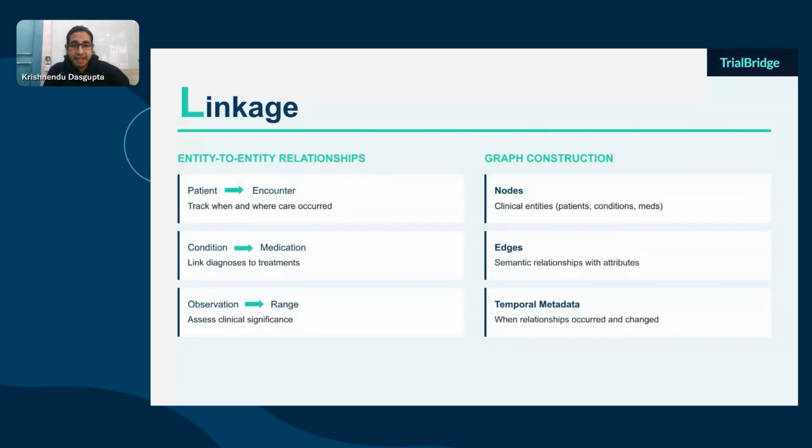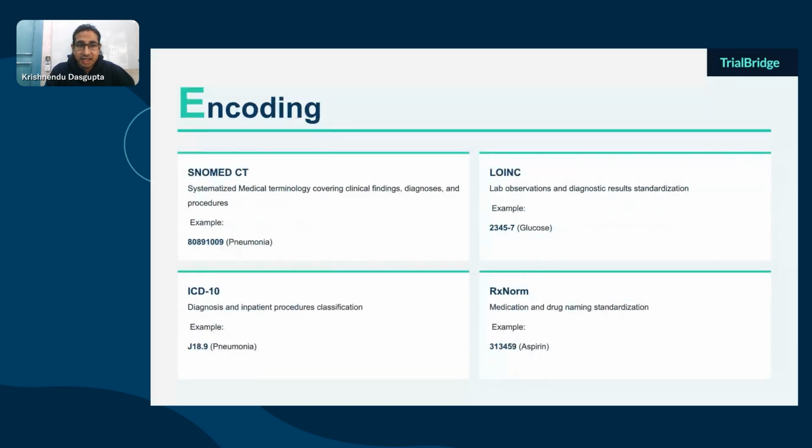And then this is the linkage, where we are going to talk about the graph construction. For each patient, when they have an encounter, we call it a node. If the condition has a medication, we call that an edge. And for each of the observations, let's say the patient had this disease at this point of time for this much time, we call it temporal metadata, where the relationship occurred and changed. And finally, the clinical encoding, which is the different encodings that we use in our system: SNOMED, LOINC, ICD, and RxNorm, which is for the indication.